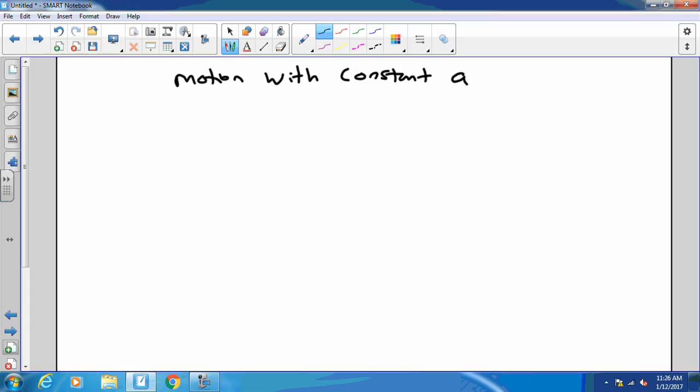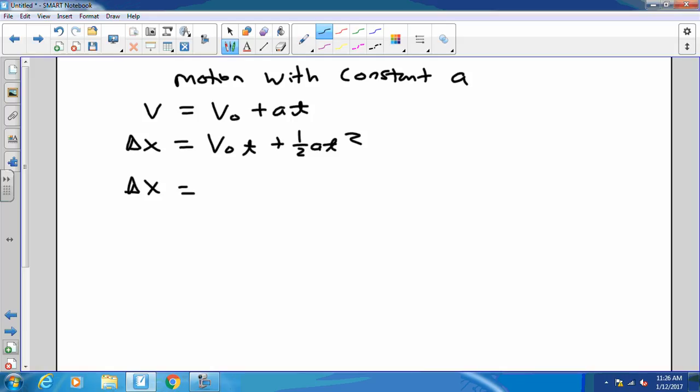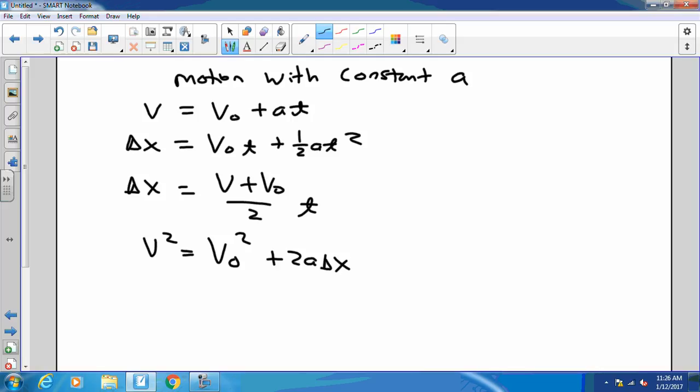And when we had motion with constant acceleration, what we found was that our position and velocity obeyed 4 equations of motion with constant acceleration. And those equations of motion were v equals v0 plus at. Delta x equals v0t plus 1/2 at squared. Delta x also equals (v plus v0) over 2 times time. And finally, v squared equals v0 squared plus 2a delta x.